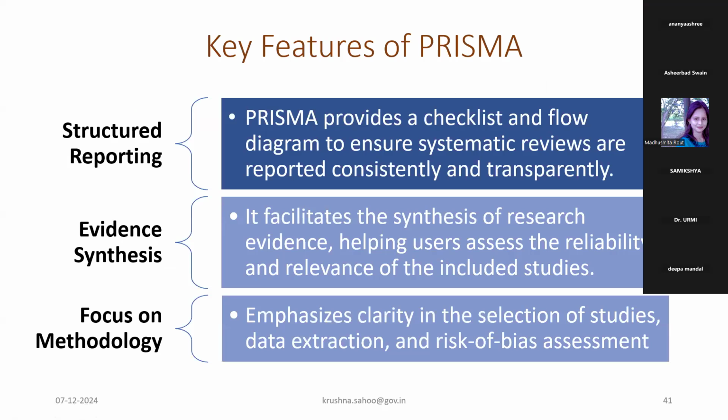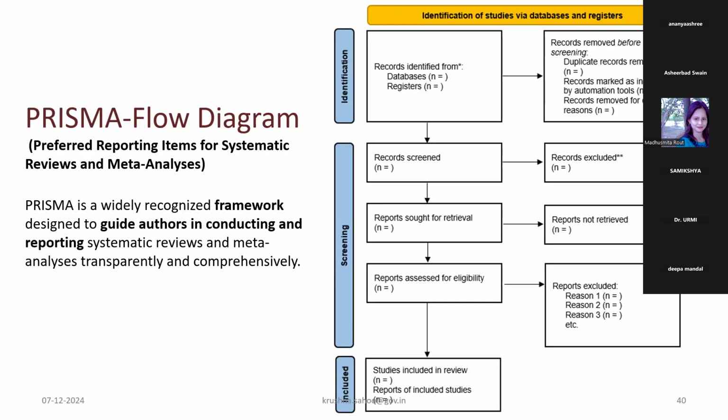PRISMA has structured reporting. What you see here is structured reporting, where each and every step is documented. It has identification, it has screening, and it has included. In identification, you report how many articles you identified, which databases, and how many duplicate articles you identified. Then once identified, it goes to the screening stage.